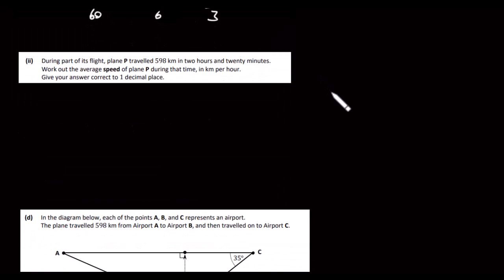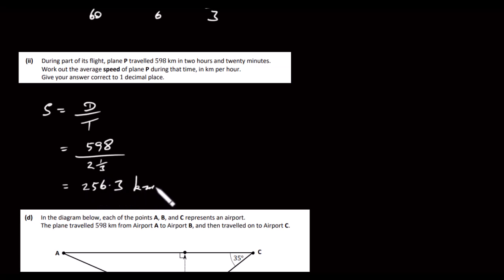During part of the flight, plane P traveled 598 kilometers in 2 hours 20 minutes. Work out the average speed of P during this time in kilometers per hour to 1 decimal place. So speed is distance over time. The distance in this case is 598. The time is 2 hours and 20 minutes. We've already worked that out as a third of an hour, so it's going to be 2 1/3 hours. When you do that to 1 decimal place, you get 256.3, and that's kilometers per hour.